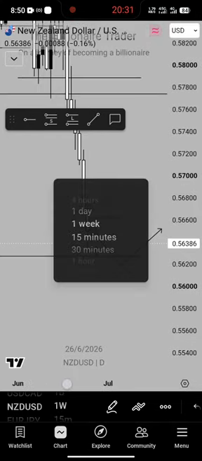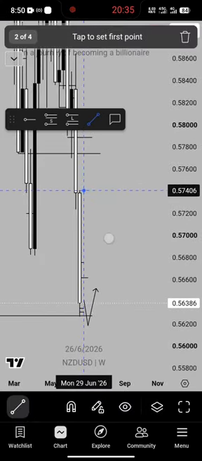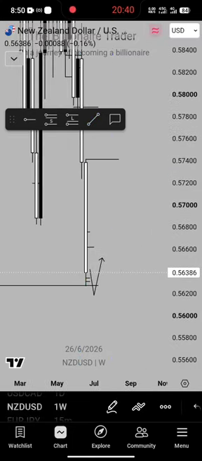So this week, the previous week, this particular one will be our first target. If price should sweep the low, that's what I will be looking for. Let's see what is going to happen. So let's go to the next pair.